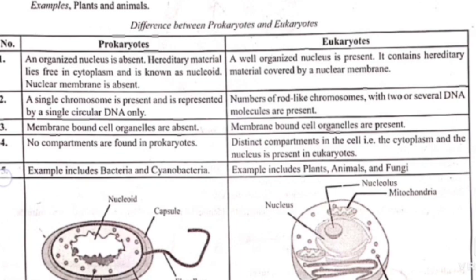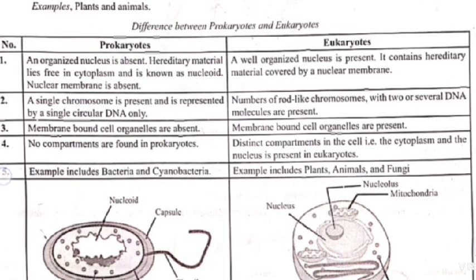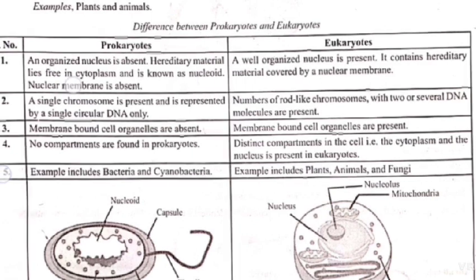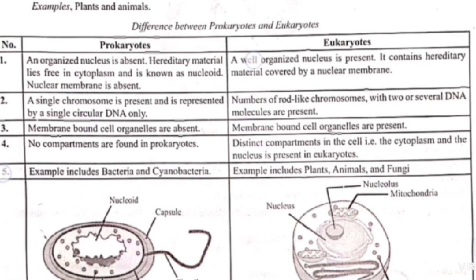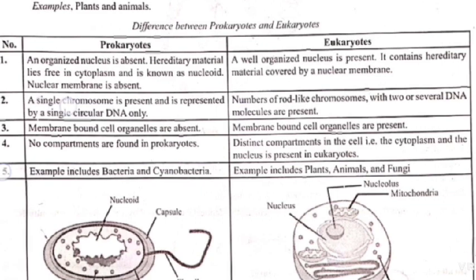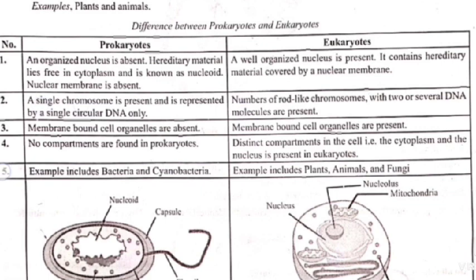In prokaryotes, an organized nucleus is absent. Hereditary material lies free in the cytoplasm and is known as nucleoid. A nuclear membrane is absent. In eukaryotes, a well-organized nucleus is present. It contains hereditary material covered by a nuclear membrane. In prokaryotes, a single chromosome is present and is represented by a single circular DNA only, which is called a plasmid.